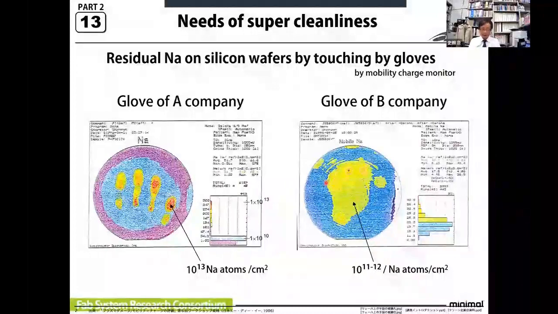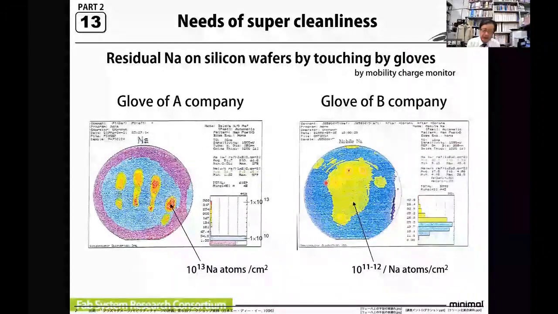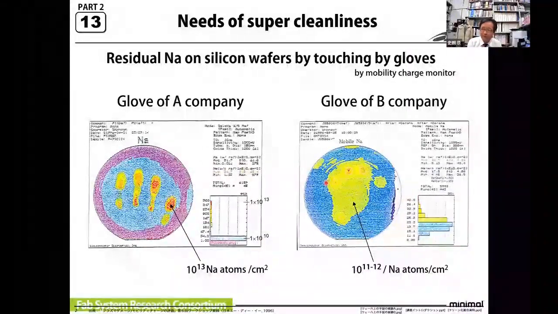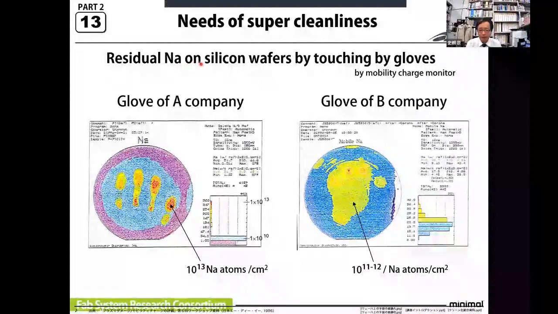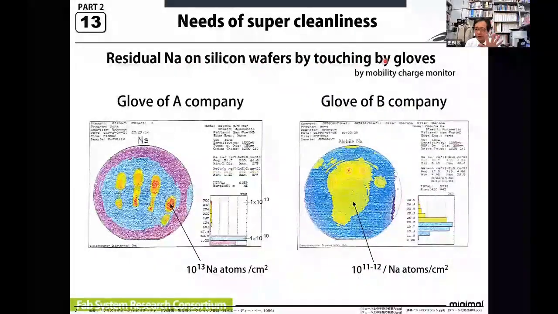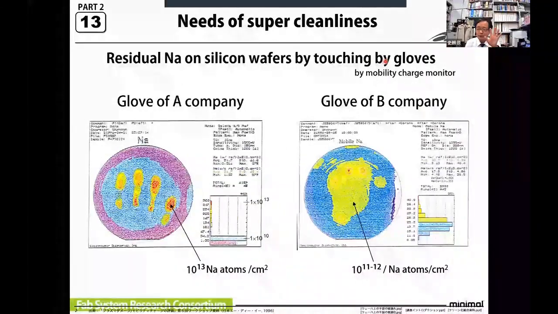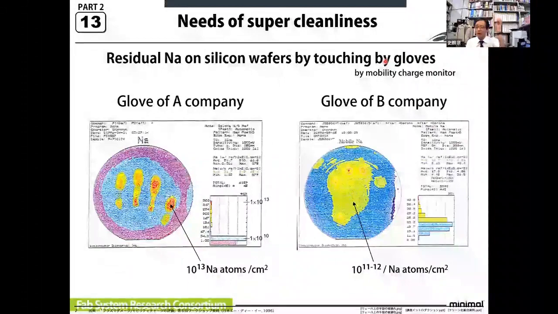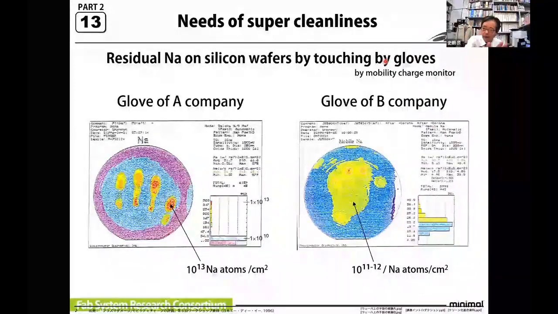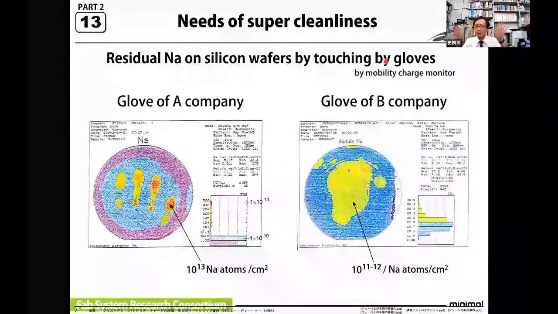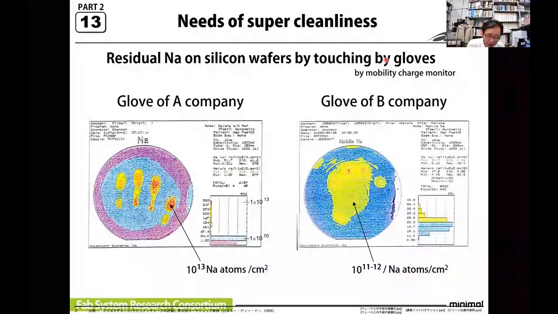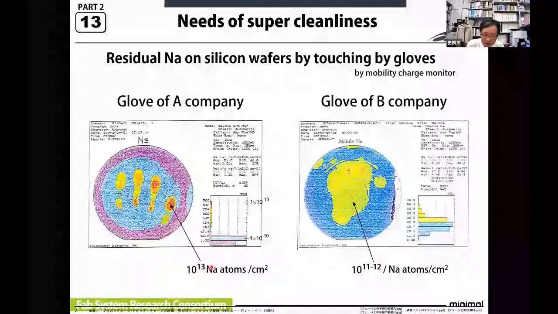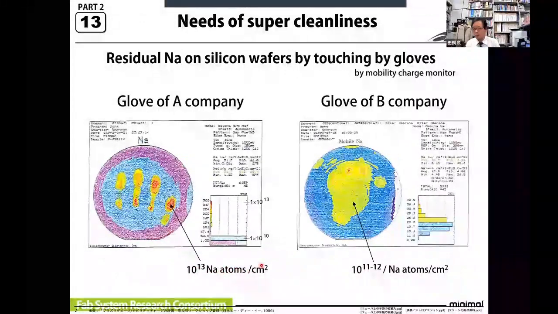So let's go to another story. We have to understand the requirement of cleanliness anyway. So please look at these unbelievable images. This is an experiment of residual sodium on a silicon wafer by touching with gloves. Please note that the glove is a very new commercial one, a very clean one, just taken out and used to touch the wafer. This is not a dirty one, but a very clean one. But you can see a very large amount of sodium, 10 to the 13th sodium atoms per square centimeter. Unbelievable.